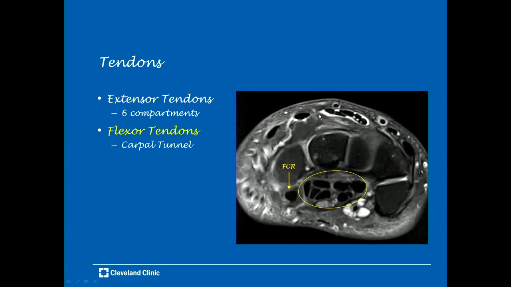The flexor tendons, on the other hand, are located on the volar aspect of the wrist within the carpal tunnel, as shown here. There's only one flexor tendon that does not run within the carpal tunnel, and that's the flexor carpi radialis here to the radial aspect of the carpal tunnel.